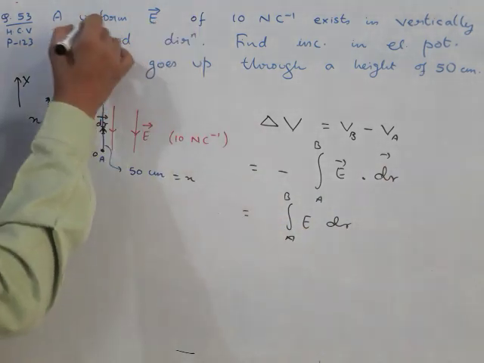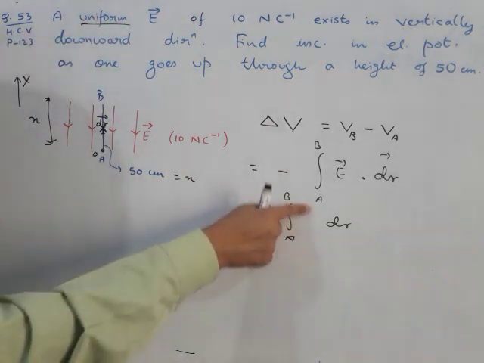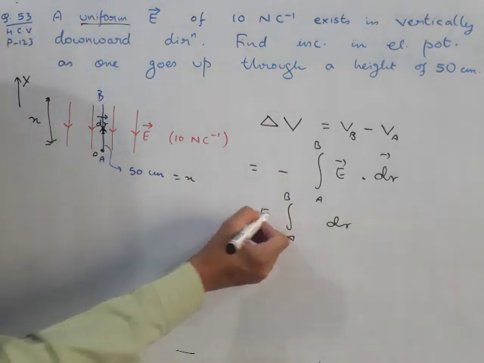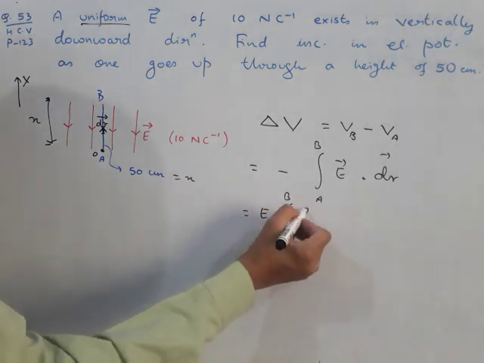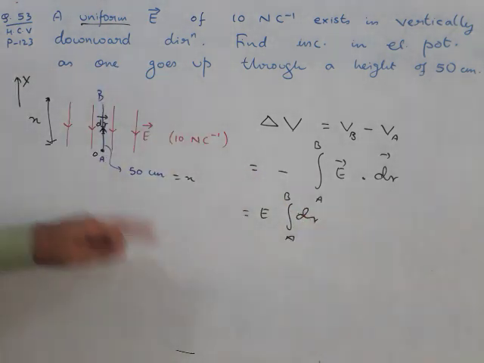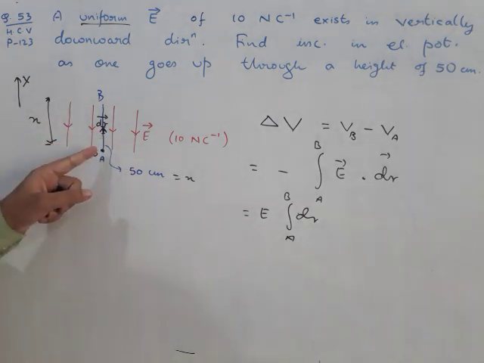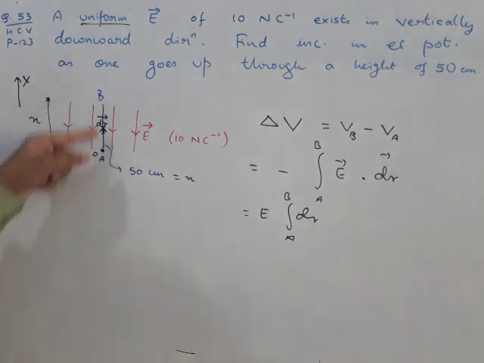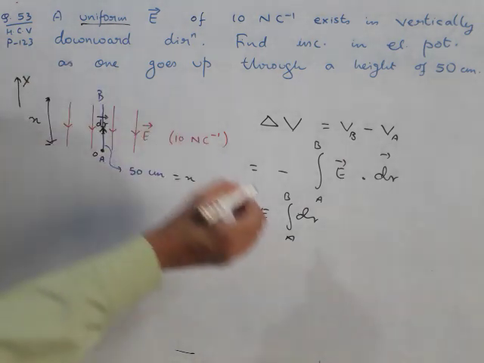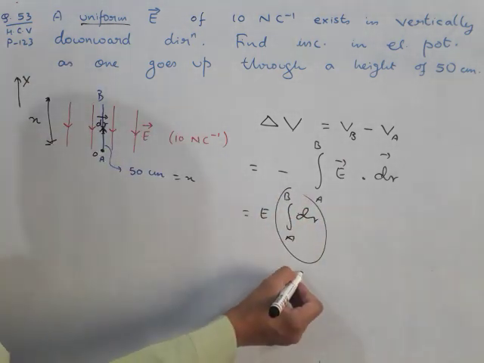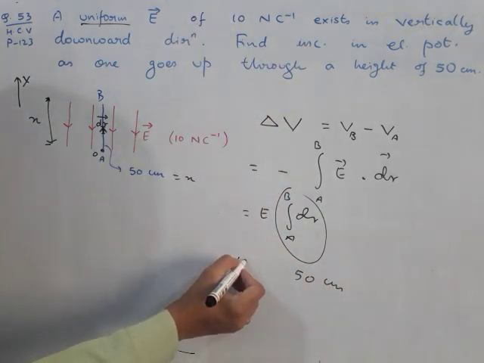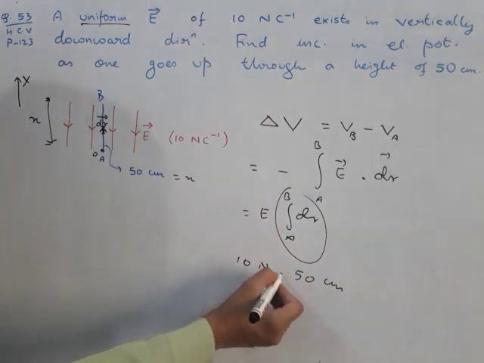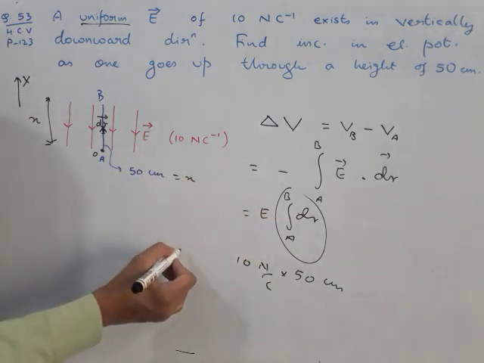But E is uniform, given in the question. So it is constant, so it can be taken out. Now what we are left with is this. Now what is integration dr from A to B? Integration dr from A to B is nothing but the length of this particular line AB, which is x equal to 50 centimeter. So this value is nothing but 50 centimeter, and E value is how much? 10 newtons per coulomb. So their product is our answer.